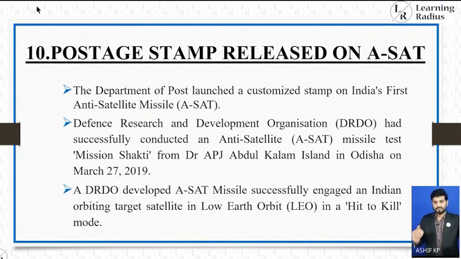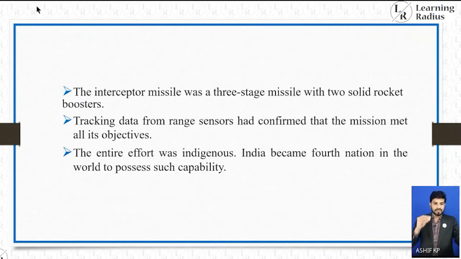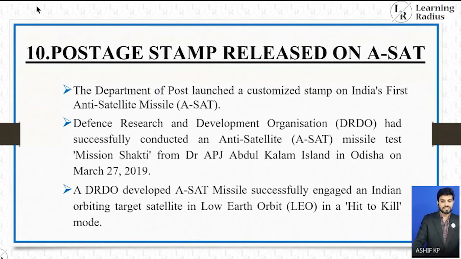The Defence Research and Development Organisation had successfully conducted an anti-satellite missile test, Mission Shakti, from Dr. APJ Abdul Kalam Island in Odisha on March 27, 2019. The interceptor missile was a three-stage missile with two solid rocket boosters. Tracking data from range sensors had confirmed that the mission met all its objectives. The entire effort was indigenous. India became the fourth nation in the world to possess such capability. So that was the discussion related to it.